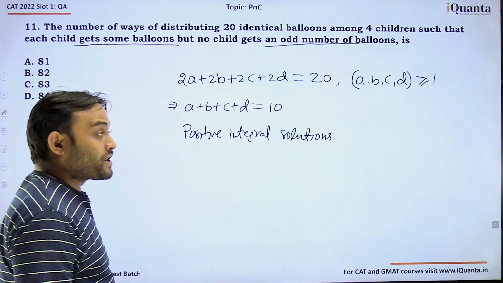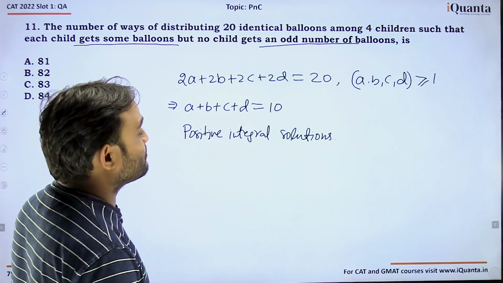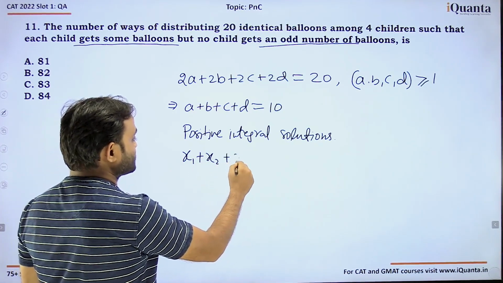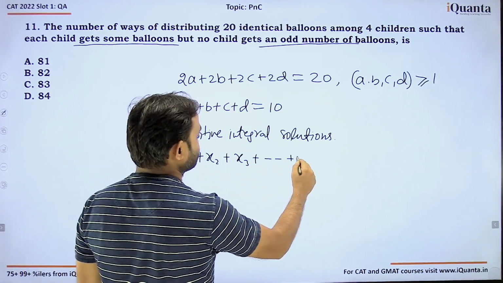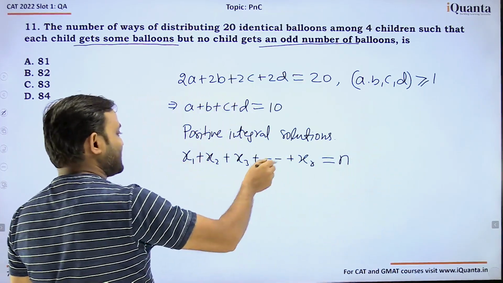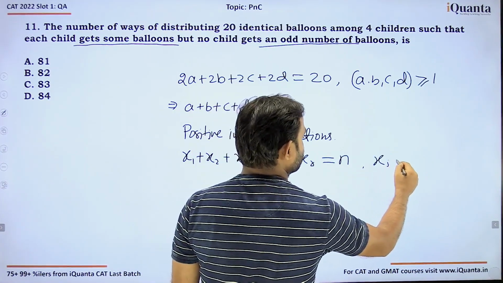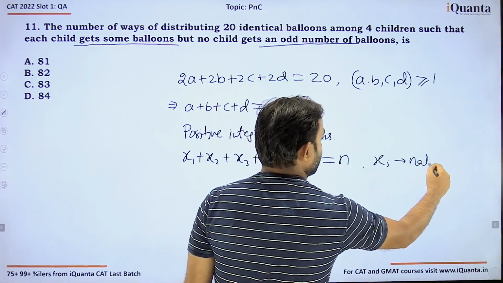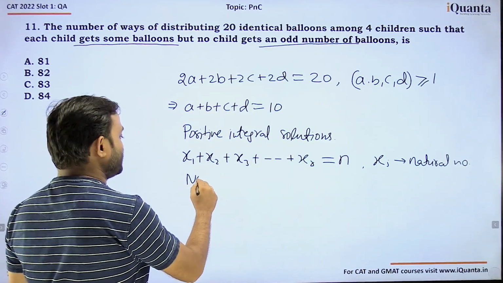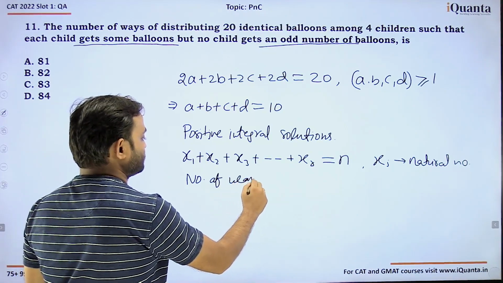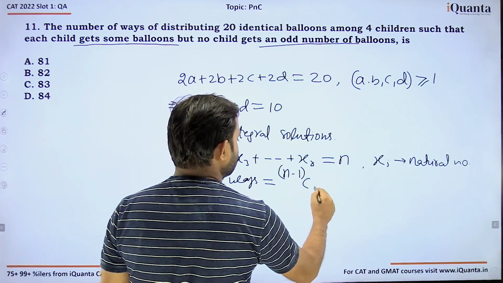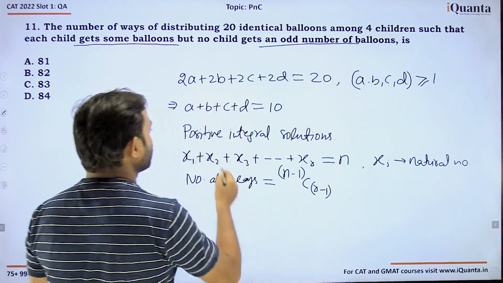And if you remember, for positive integral solutions, if there are r number of terms like this, and the sum of these is n, where all the xi are natural numbers, then the number of ways this can be done is equal to n minus 1 C r minus 1. This is what we can do here.